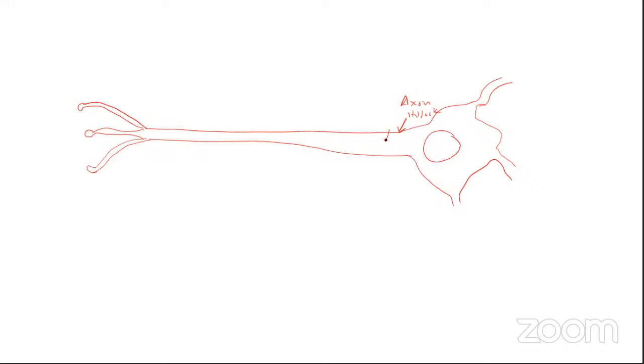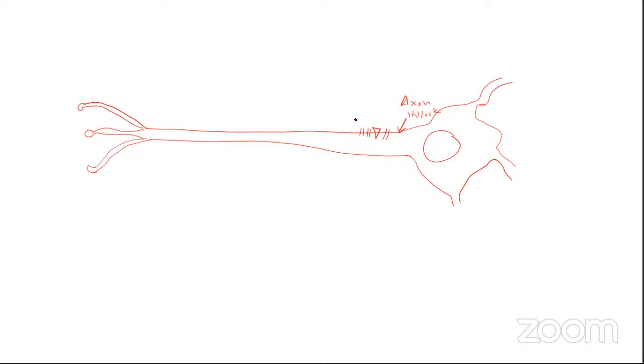The sodium ion channels I will draw like this. Potassium ion channels I will draw like this. Okay, just for making the difference. So sodium ion channels will open, and there will be several such sodium ion channels that will continue to open all throughout the length of the axon. And then there is re-establishment and all that we have talked about.